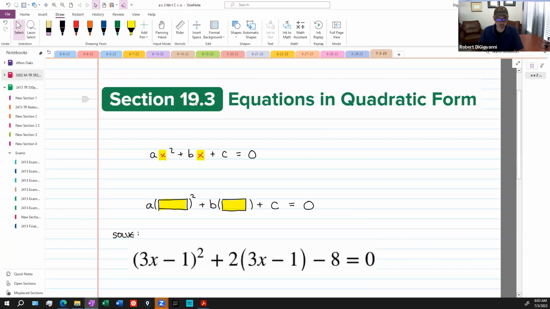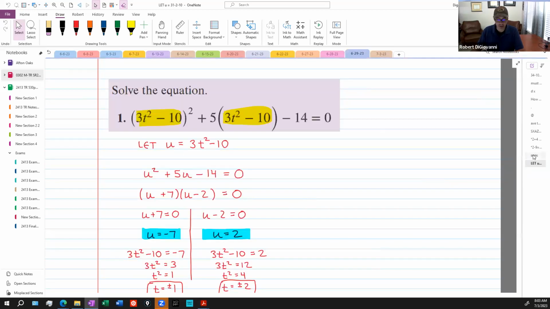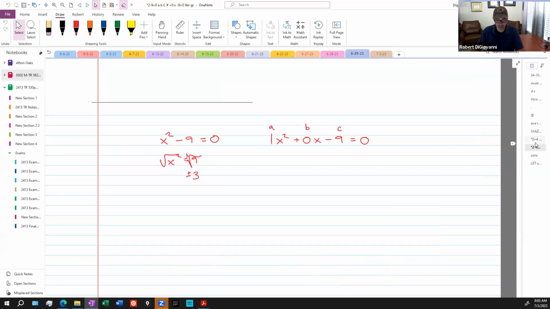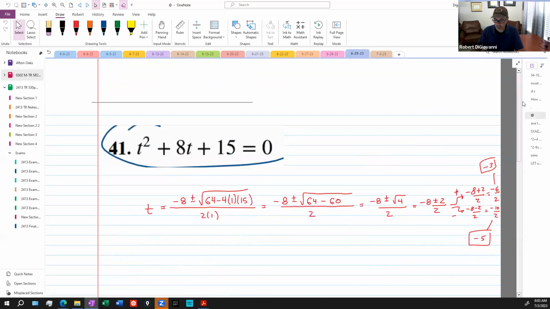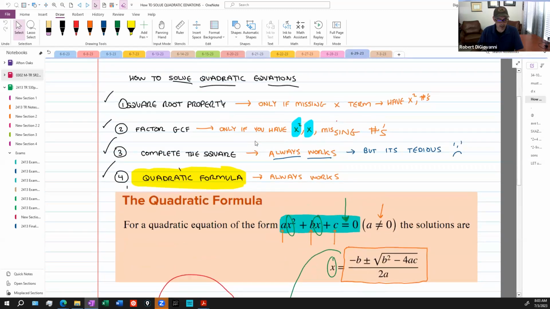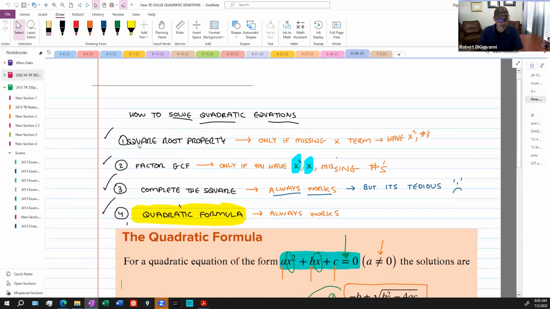We were covering again 19.3 equations in quadratic form. And the idea here is that we should know now how to solve a quadratic equation. There was a couple of different methods we had to do that, right? When it came to quadratic equations. How do we solve quadratics, right? We could use a square root property, we factor GCF, complete the square, and then we have the quadratic formula. And then also we can always use the AC method.